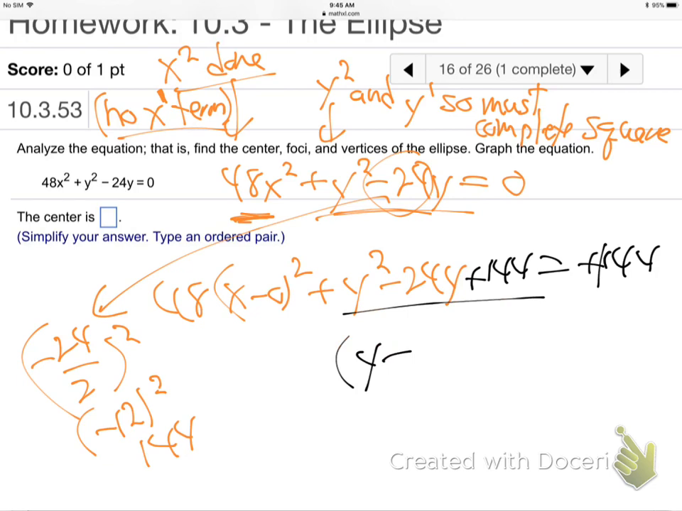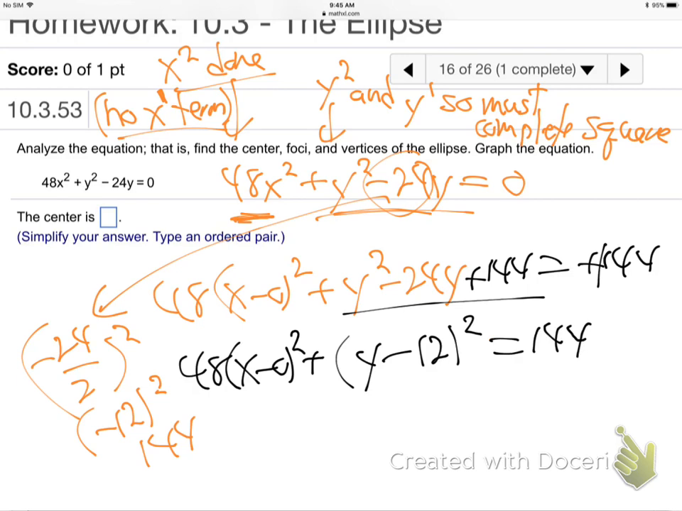These three will factor. It's y minus 12 squared. This is 48. X minus 0 squared. This is 144. Divide through by your 144. You got it. Everybody good on that? So the x squared's already done. Just wanted to make sure you saw that. Nothing to do on the x, only on the y on that one.